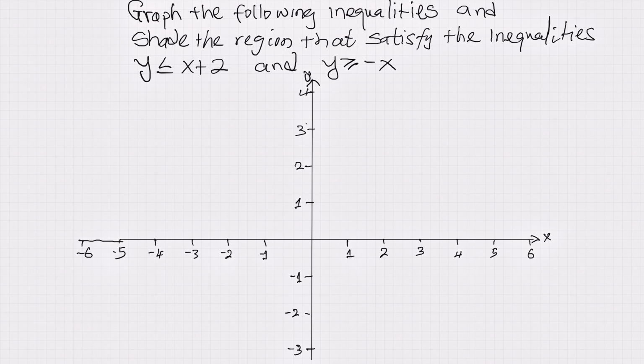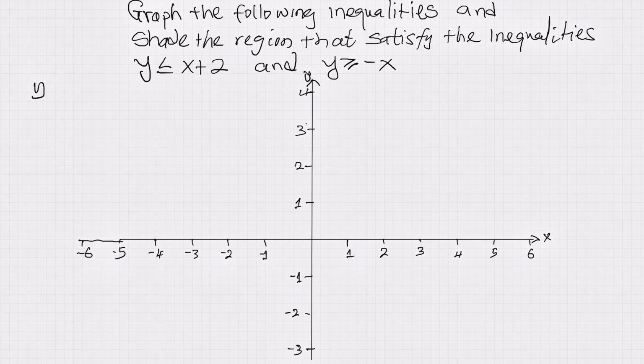Let's look at what we have here and say graph the following inequalities and shade the region that satisfies the inequality. We have y less than or equal to x plus 2 and y is greater than or equal to minus x. So all we need to do is, we plot these two graphs and see the region that satisfies the inequality. So let's go ahead and plot the first graph.